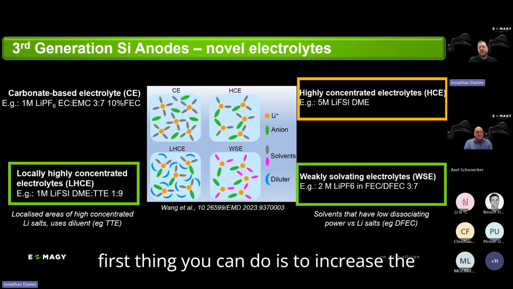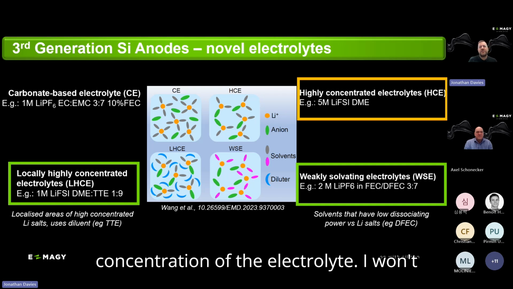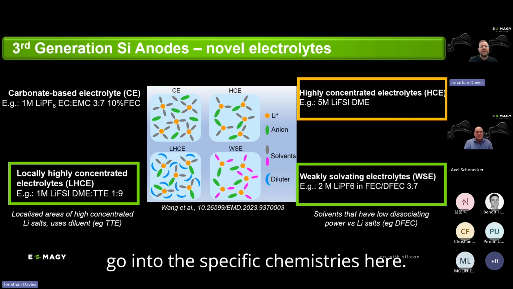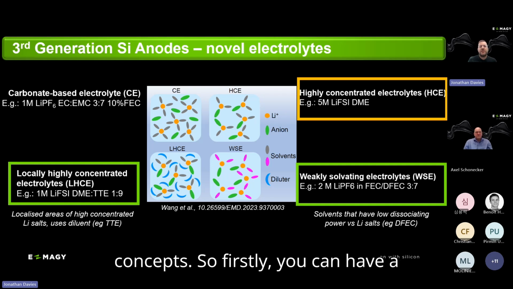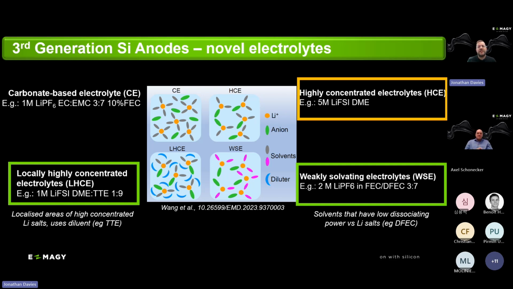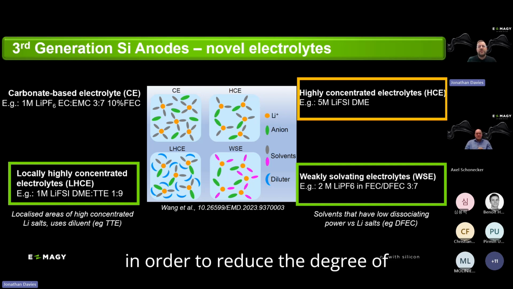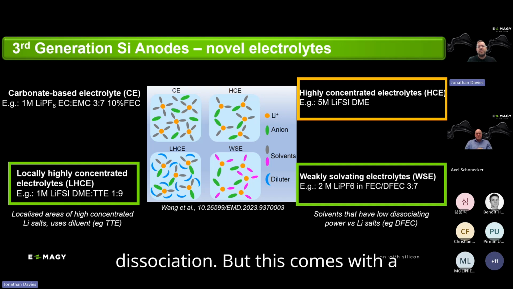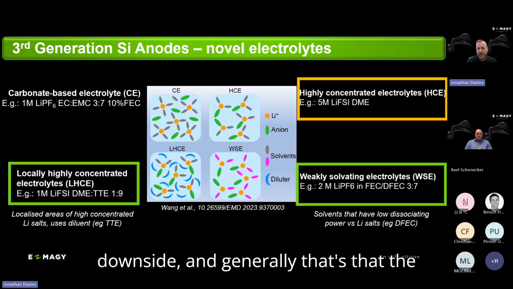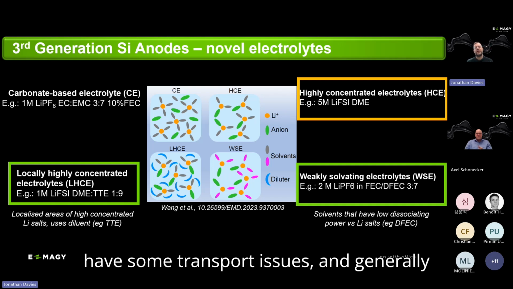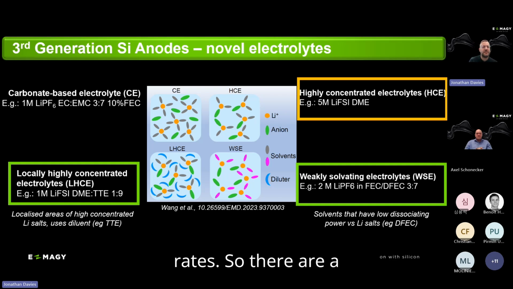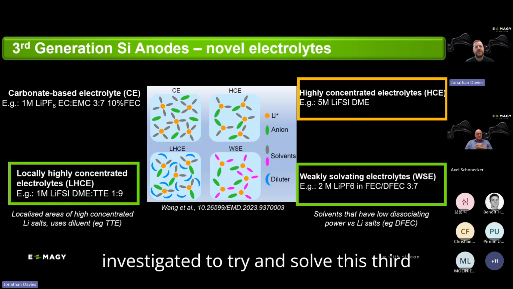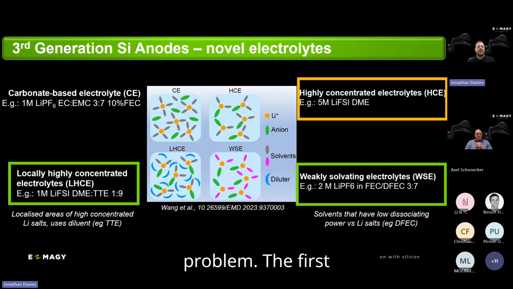The first thing you can do is to increase the concentration of the electrolyte. I won't go into the specific chemistries here. I'll just highlight the different concepts. So firstly, you can have a highly concentrated electrolyte in order to reduce the degree of dissociation. But this comes with a downside, and generally that's that the electrolytes become more viscous, you have some transport issues, and generally they can only be operated at lower C rates. So there are a couple of other options being investigated to try and solve this third problem.